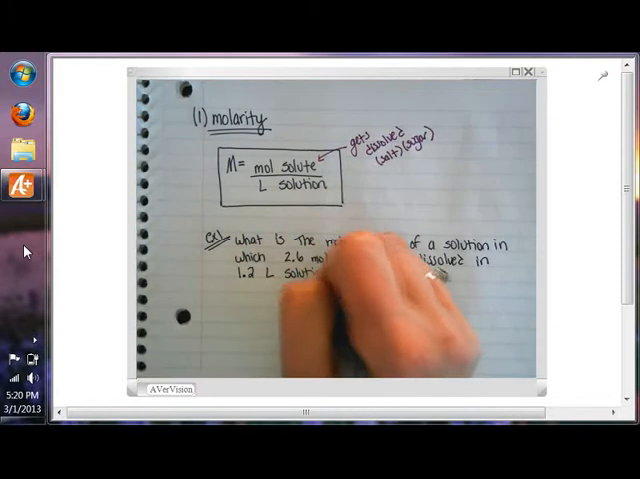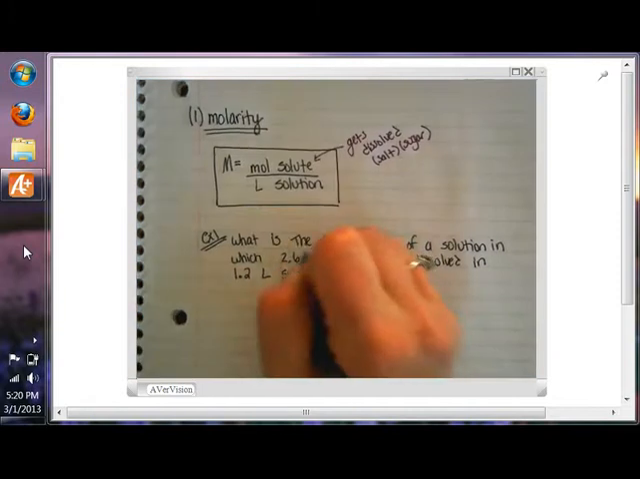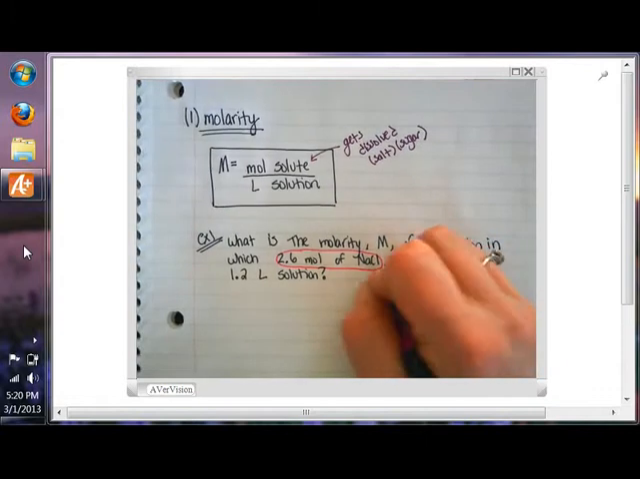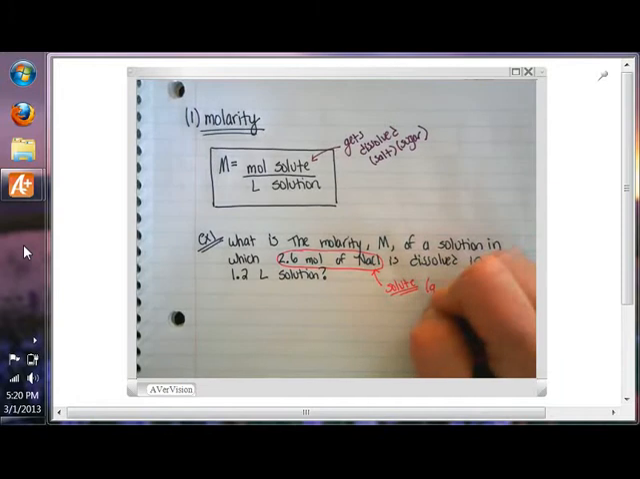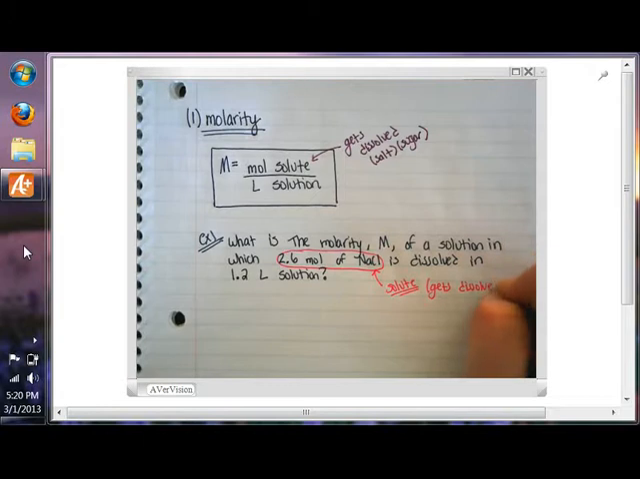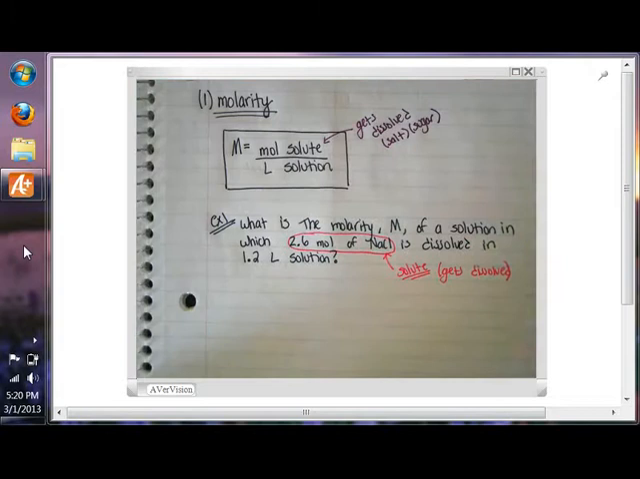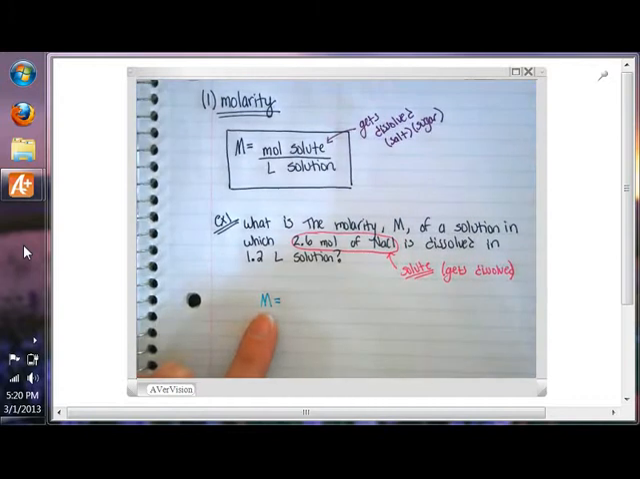Once again, 2.6 moles of sodium chloride. Sodium chloride, that's our solute. That's what gets dissolved. So these problems are very easy to work with. Very easy introduction. Molarity is abbreviated as capital M, and molarity is moles over liters.